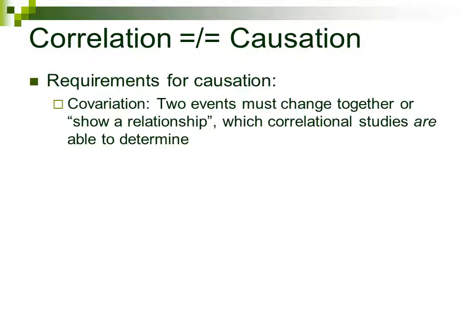So the first requirement for showing causation is covariation. That is, 2 events must change together or show a relationship, which correlational studies are able to determine. So correlational studies do test to see whether variables covary. That is, they do test to see whether there is a relationship. In the violent video game example, if we find the people who play more hours of violent video games are more aggressive, that's covariation. Similarly, in the birth control example, there was covariation between the number of electrical appliances a woman owns and her use of contraception. So correlational studies can be used to show covariation.